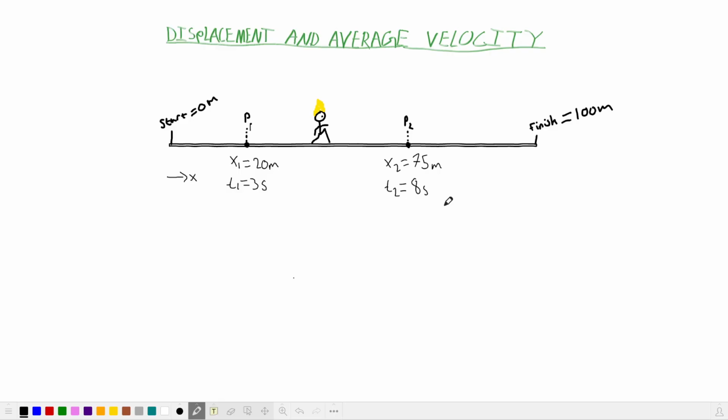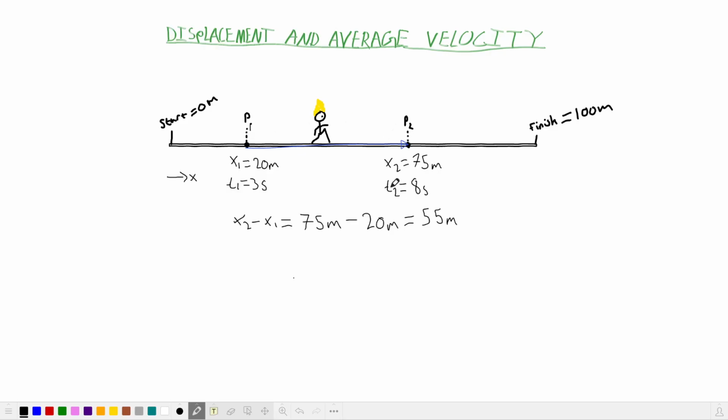Well, then what is the displacement? Well, the displacement is a vector which points from P1 to P2, and the magnitude of this vector is going to be the change in the coordinates x2 and x1. So the displacement is going to be x2 minus x1, which is 75 meters, minus 20 meters, which is 55 meters.